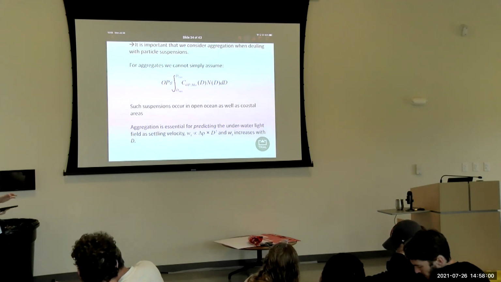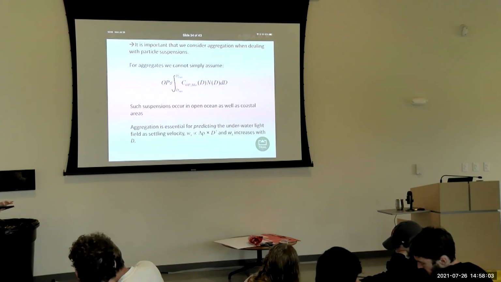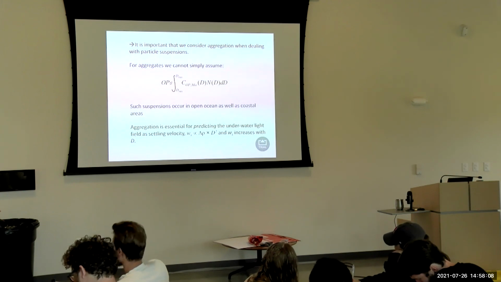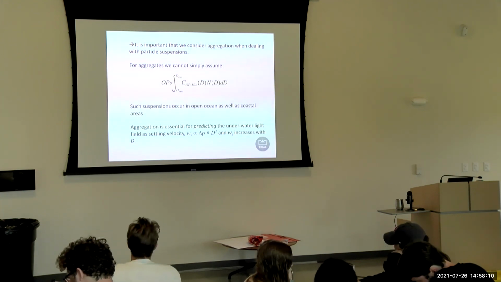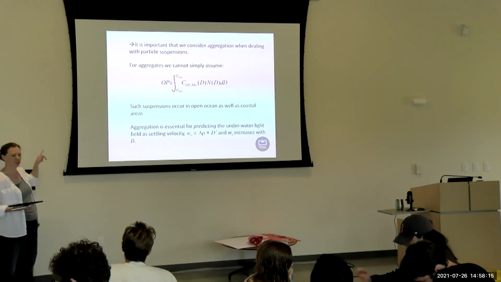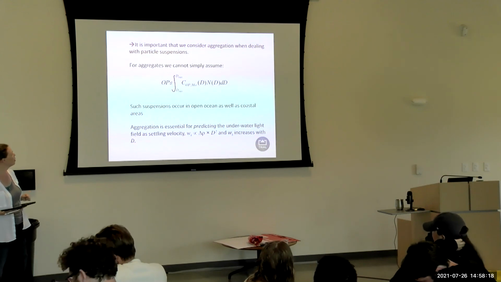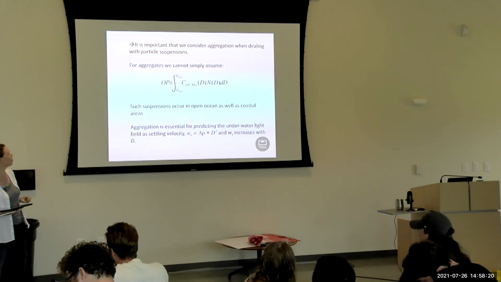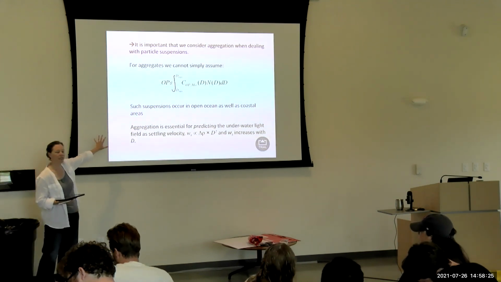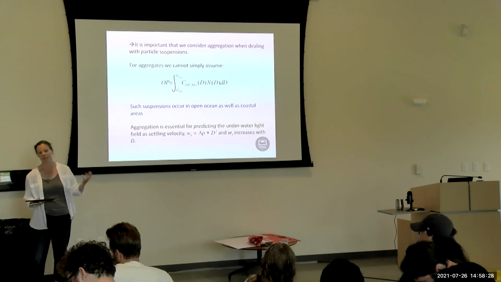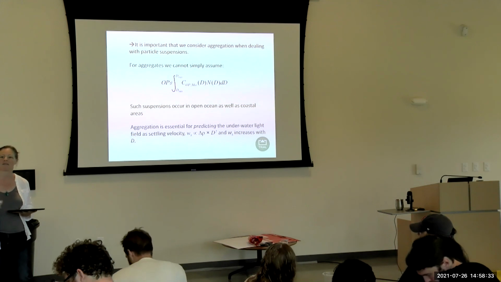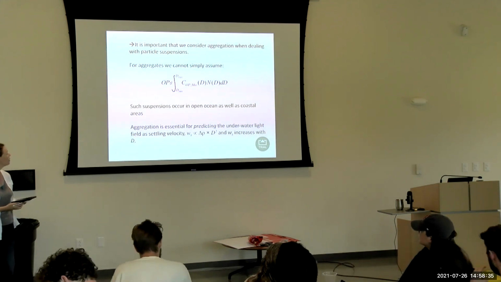Okay, so the take home here is that when you're dealing with particles in the ocean, you want to take aggregation into account. You can't just assume that the primary particles and the aggregated particles are just a sum over the constituent particles. Aggregation is important because of settling velocity. It's important because of aggregated particles and their influence on the underwater light field at depth.